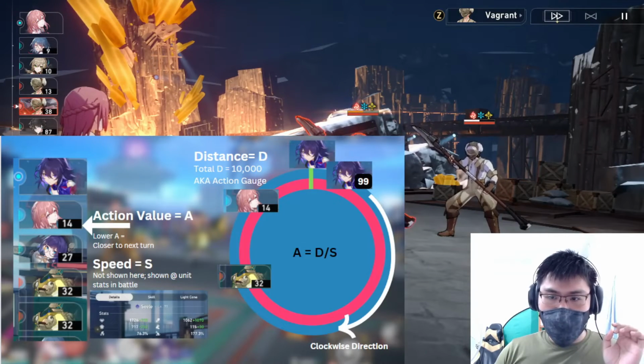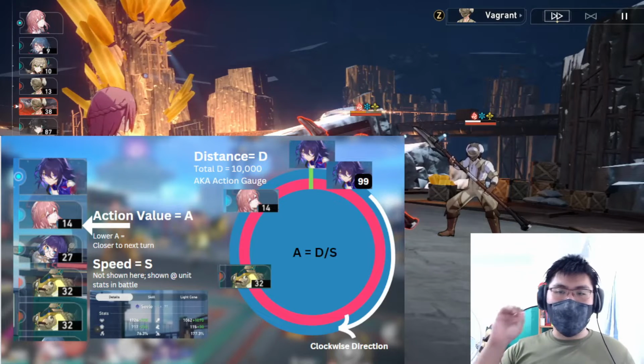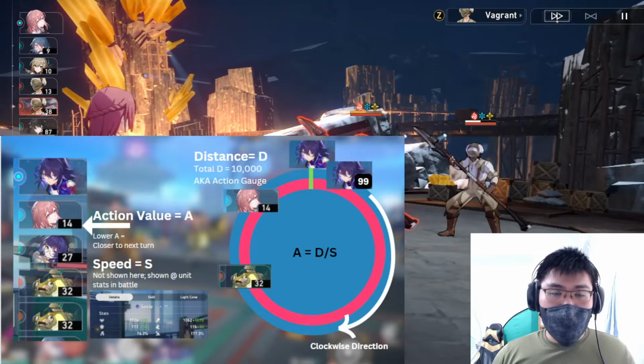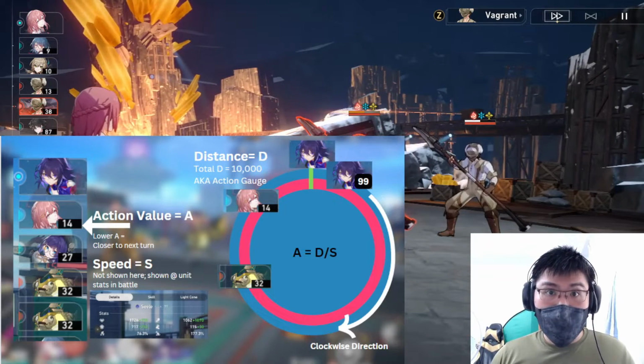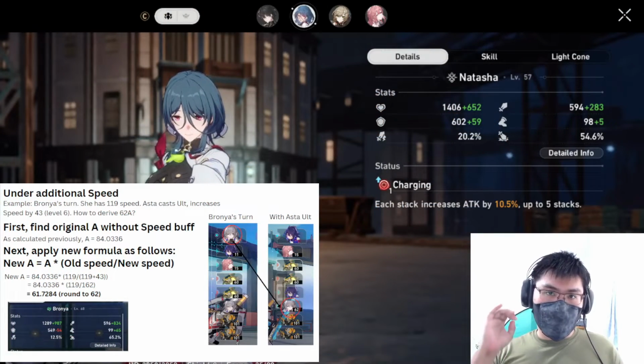So I'm going to put the simple math on screen over here. A equals D over S. So working on this, we move on to the next part of AV, and that is AV under the influence of a speed buff.